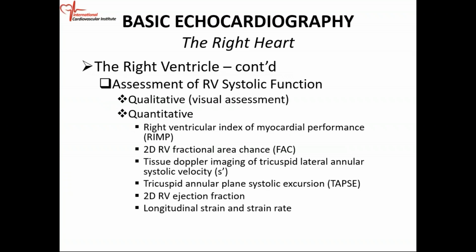So what are the methods to assess RV systolic function? You can just look at it. If the RV is contracting well, you can see it. So that's visual assessment, but we have quantitative methods to do it. You can do your fractional area change. It's a 2D measurement. So basically, you'll do the area of the RV, using an RV focus view. It's an apical four-chamber view, but you're going to manipulate your transducer to see more of the right ventricle.